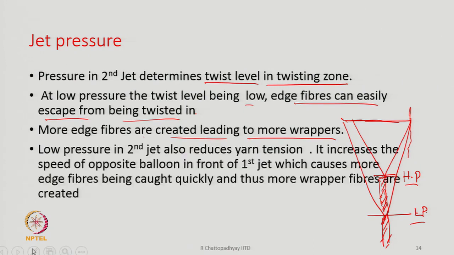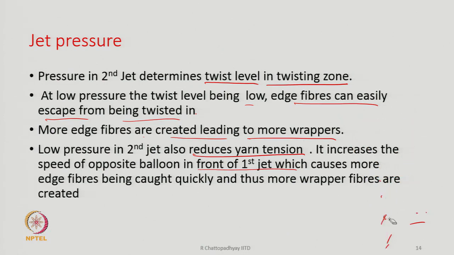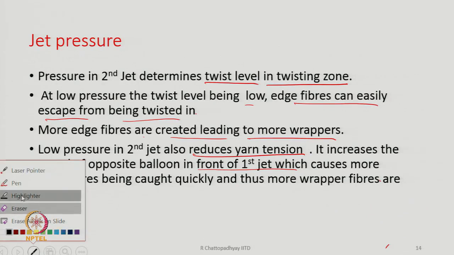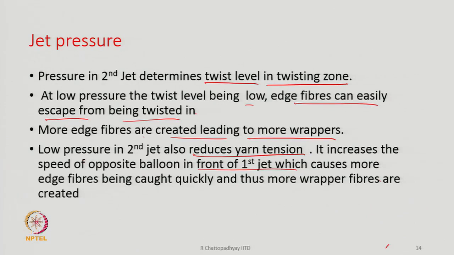Low pressure in second jet reduces yarn tension, it increases the speed of the opposite balloon in front of the first jet, which causes more edge fibers. So, low pressure in second jet will also reduce the yarn tension. When the tension reduces, the balloon speed increases. See, in the front of the first jet, the yarn balloon formation is there.